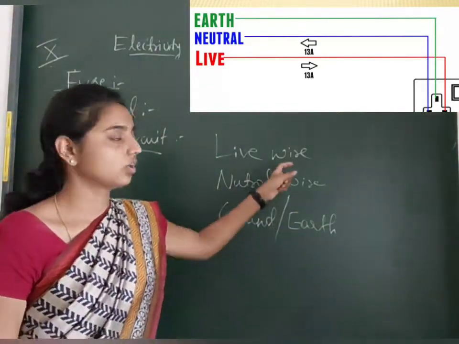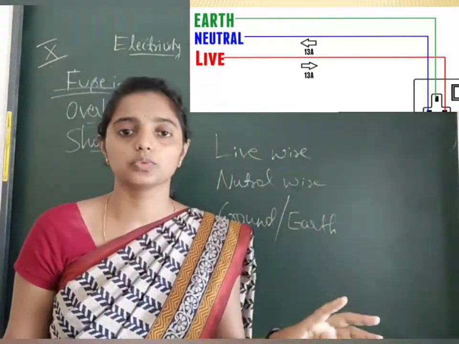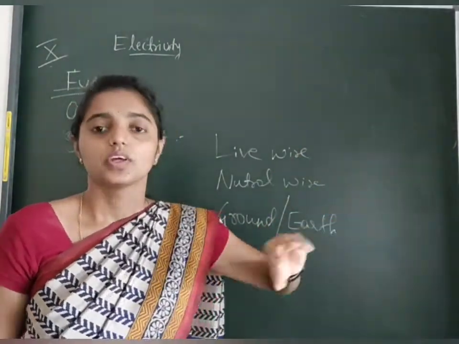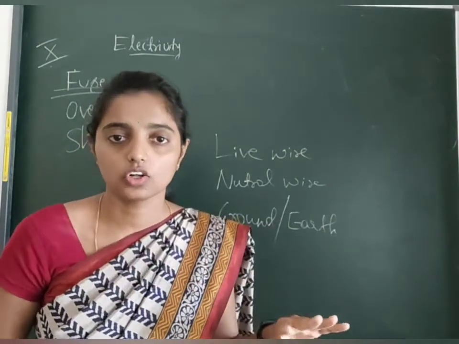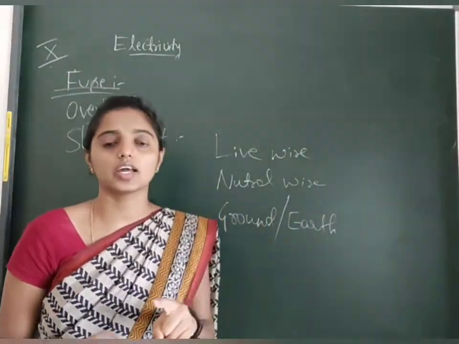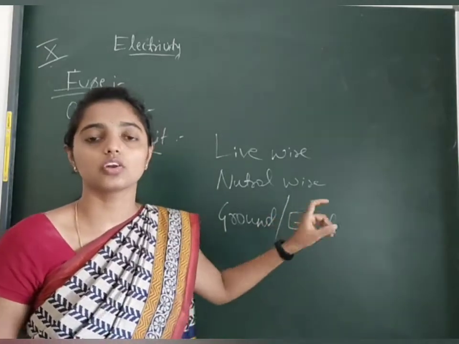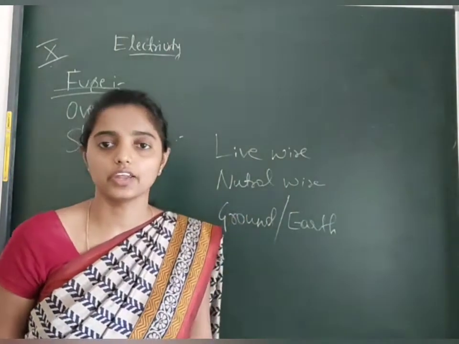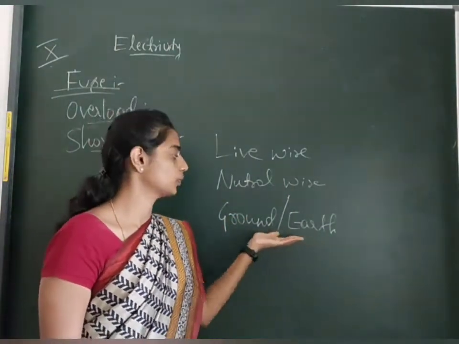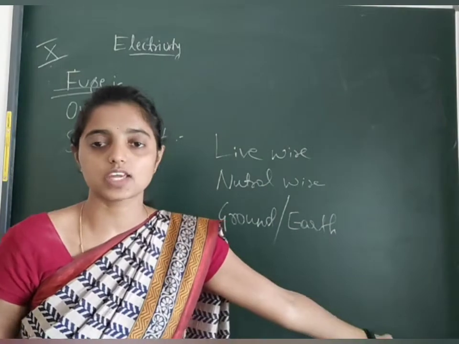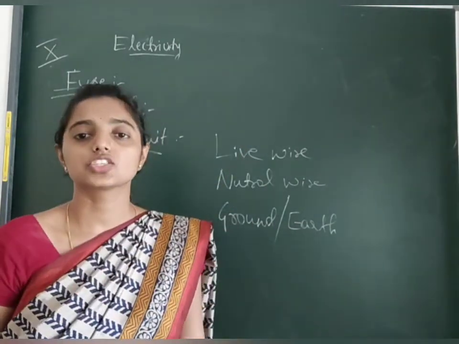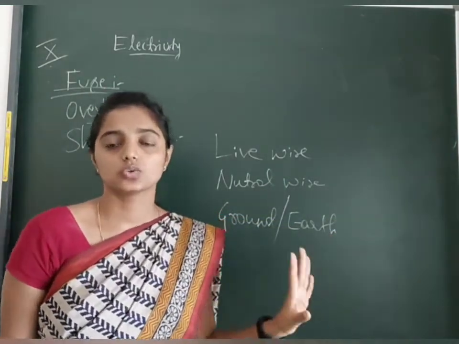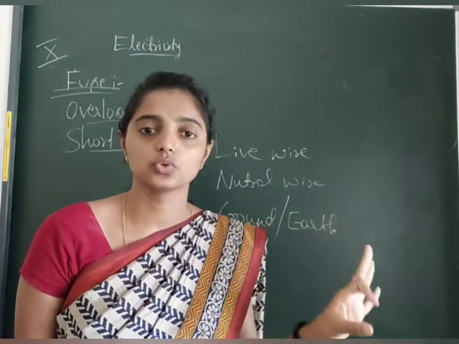Now in the live wire of an electric circuit, where the electricity is passed, the current flows all the time, whereas in the neutral wire the current does not flow, and the purpose of the neutral wire is to complete the circuit with respect to the live wire. The earth wire or ground wire is just for safety purposes. As I told, we will study the same thing in the next chapter, magnetic effect of electric current, where we will see it in detail. For now just remember we get 3 types of wire: live, neutral and earth wire.